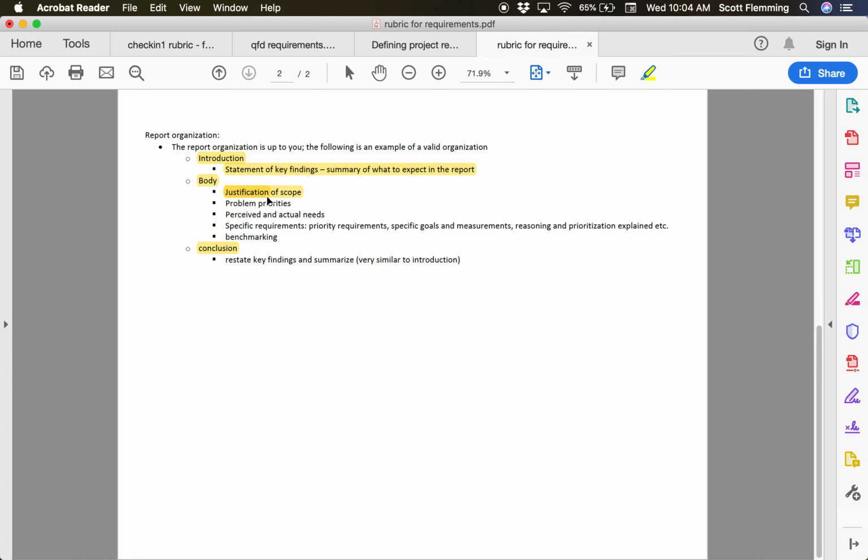Then you get into the details in the body. Here's our scope. Here's why we narrowed on these problems. These are the priorities. Again, this is only a suggestion, so it doesn't have to be perfectly set up with this, and it has to make sense. I want you guys to work on your own and make sure it flows well, not just blindly following my bullet points here. Talk about perceived and actual needs. Then you get into the actual requirements here. Make sure you talk about their specific measurements and why you came up with the measurements.